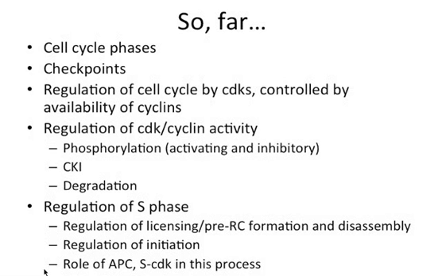So now, who cares what all those players are if we don't know what they're doing? You should always be thinking: what's being phosphorylated? How is that affecting activity? What's being degraded? How's that affecting what phase of the cell cycle we're in, or the activity of something? What's being inhibited? We started talking about regulation of S phase, and specifically about regulation of licensing. That's pre-RC formation and its disassembly, and regulation of initiation of DNA replication. So think about the roles of APC and SCDK in this process. And think about why, with all this information you have, S phase occurs only once per cell cycle.